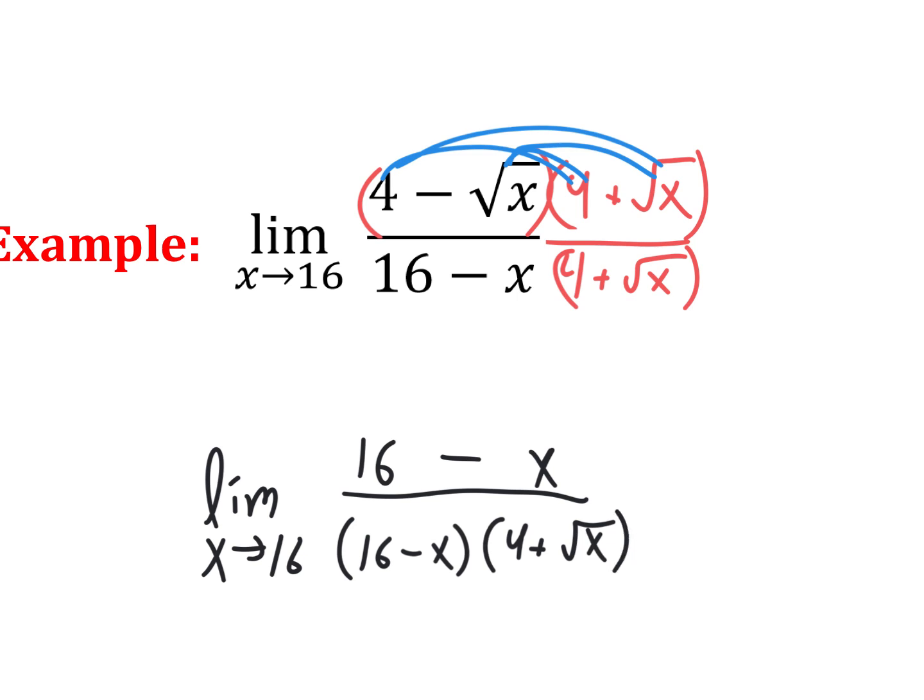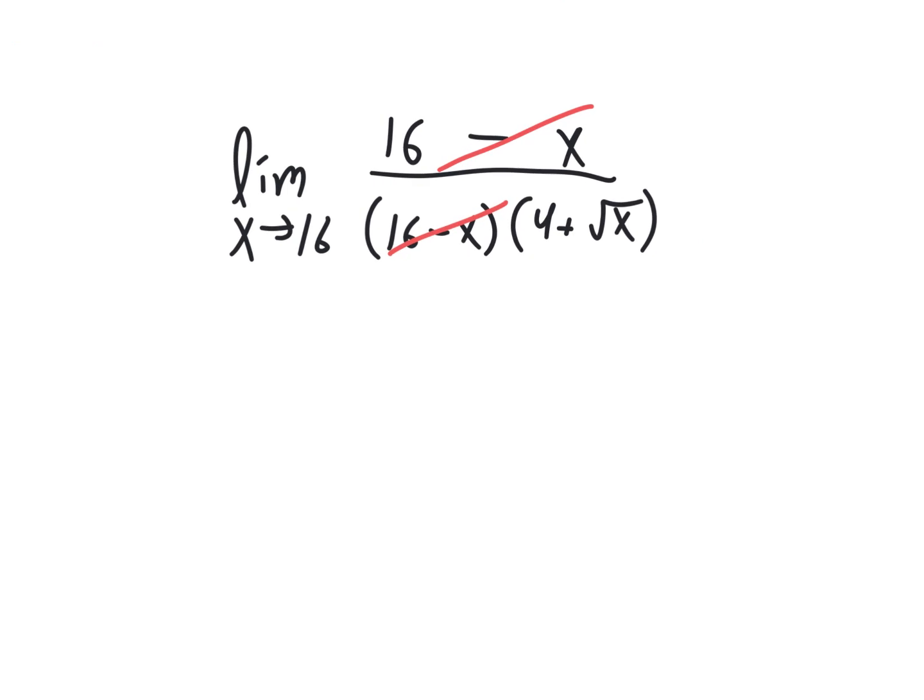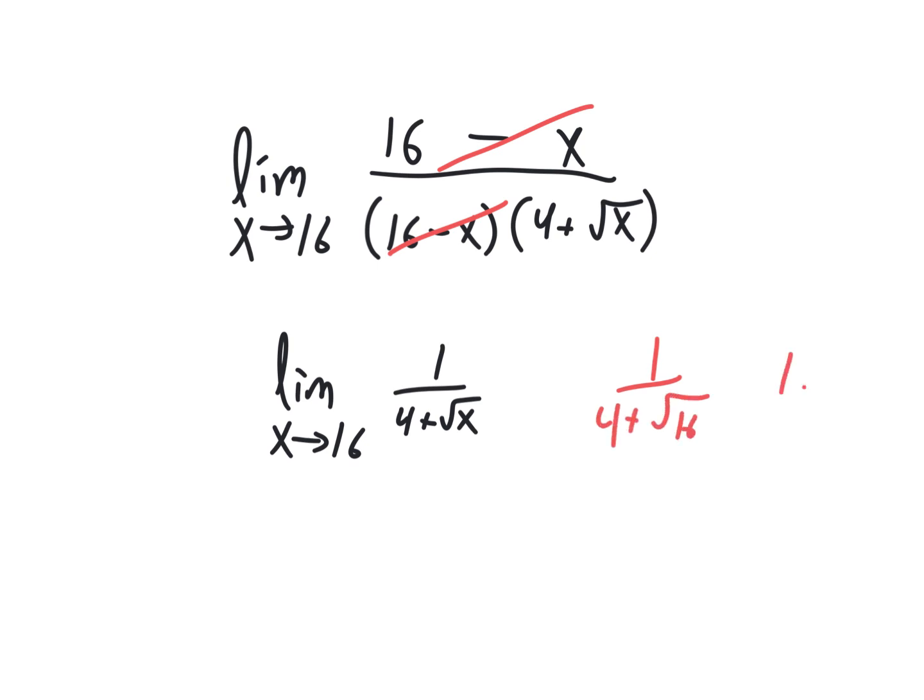16 minus x and 4 plus x. Well, some of you might notice, check this out, 16 minus x, gone, goodbye. So I have the limit as x approaches 16 of 1 over 4 plus rad x. Well, now I can plug in 16 here. The square root of 16 is 4, so this would be 1/8.